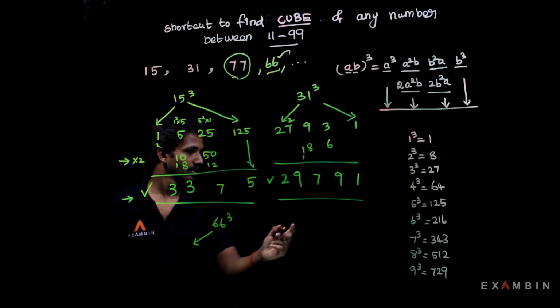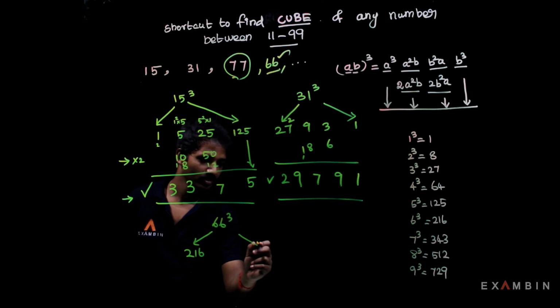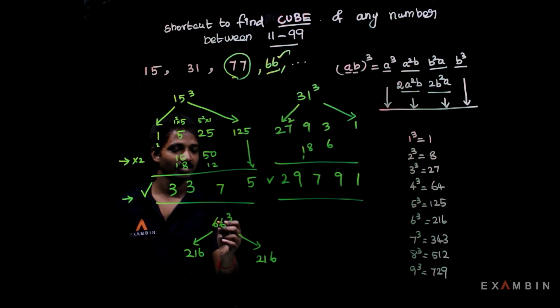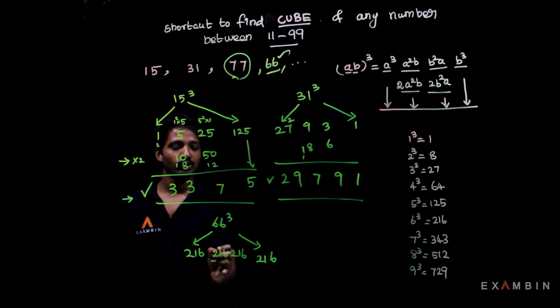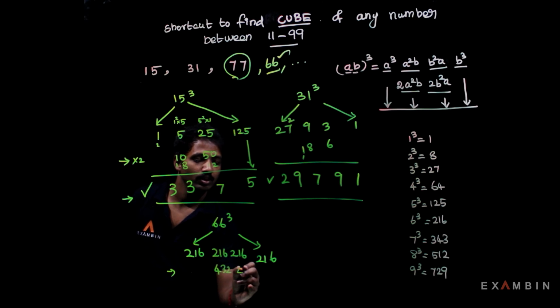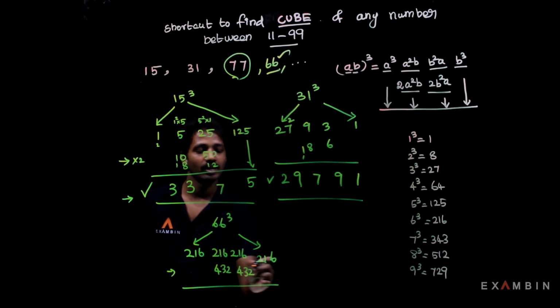6 cube is 216. Again another 6 cube, it's 216. Here it will be much easier because a squared into b, 6 squared into 6, is another 6 cube. So I am writing 216, 216. Now we are going to multiply these two numbers into 2, second step, 432. 432.